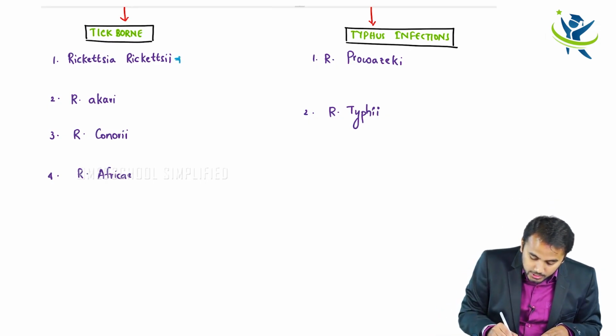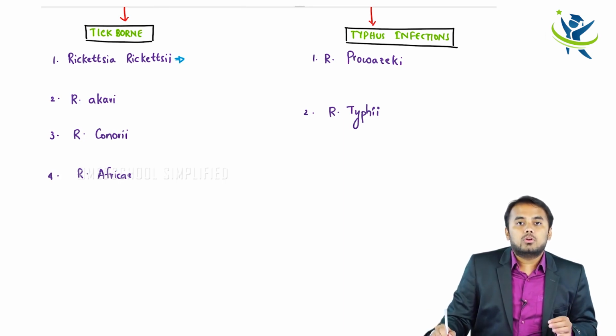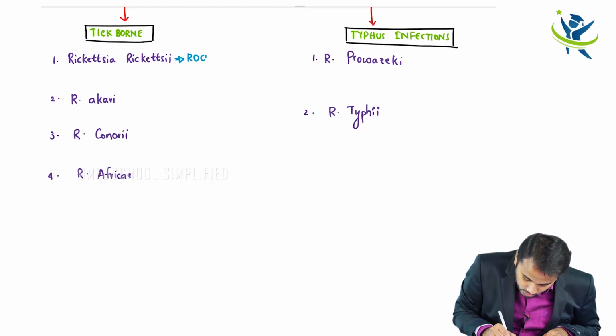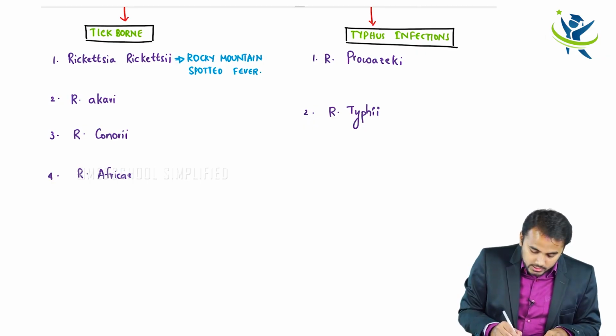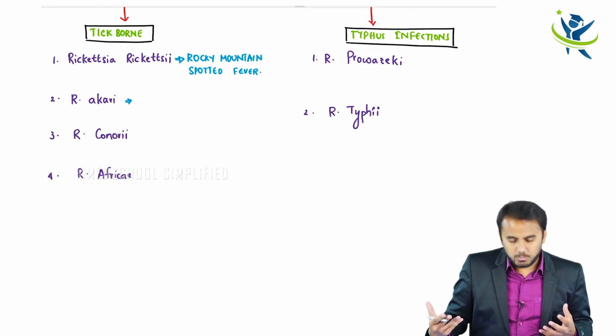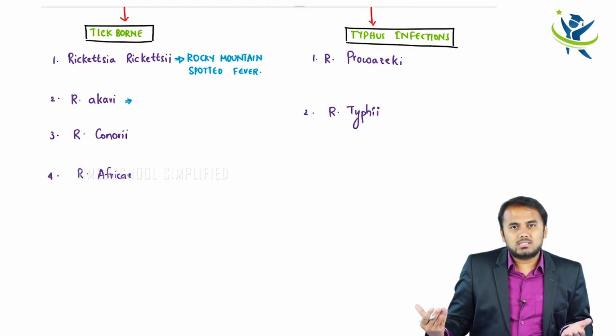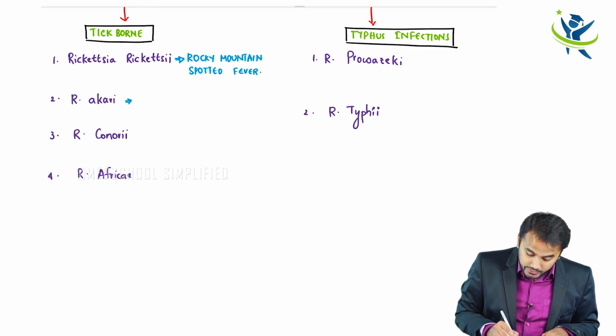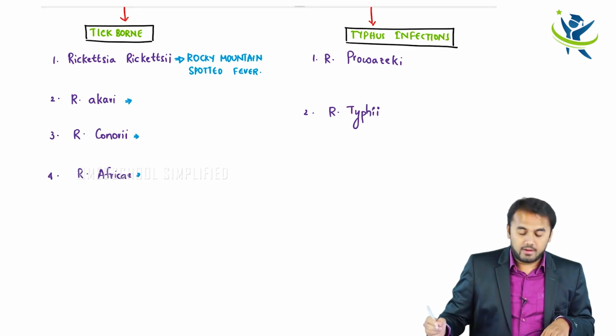It causes a special type of fever called Rocky Mountain Spotted Fever. What is that fever, guys? Rocky Mountain Spotted Fever. When it comes to Rickettsia acari, what does it cause? Basically, there is not much importance to that. Obviously, it causes some sort of rickettsial infection like rickettsial fever maybe, but it is not that significant. But what is significant is Rickettsia conori and Rickettsia africae.